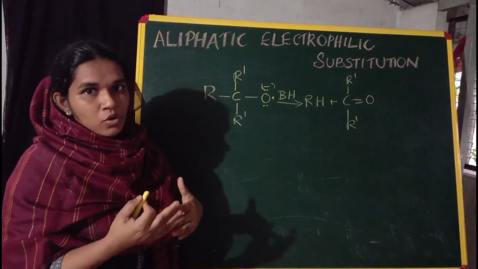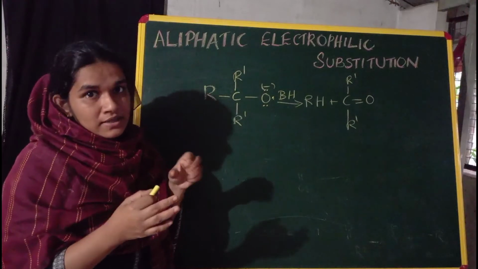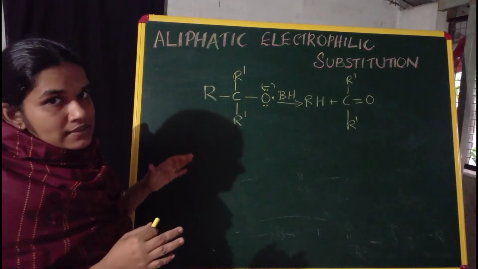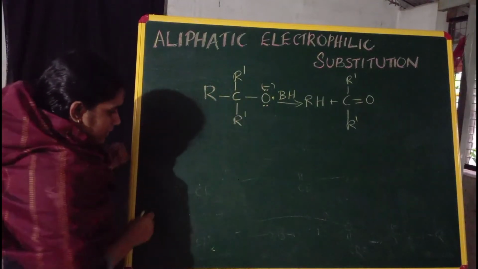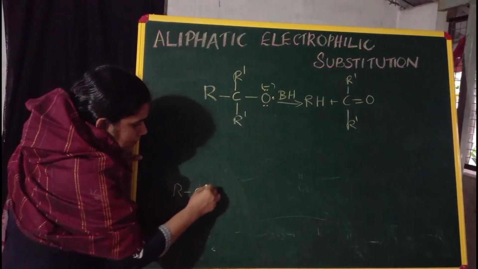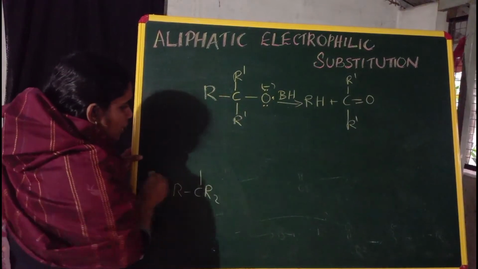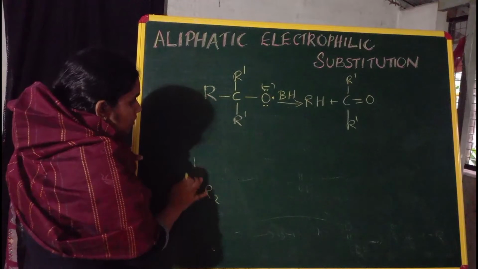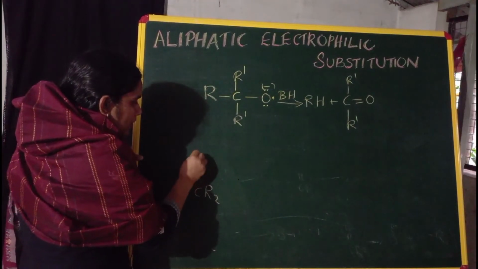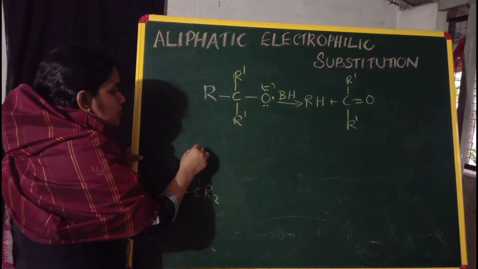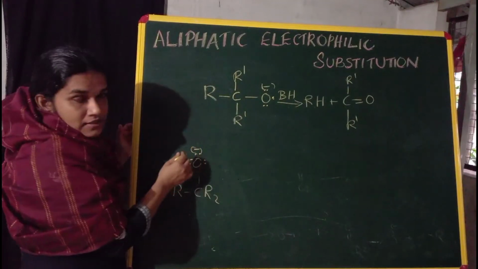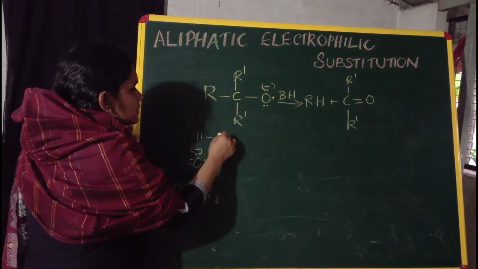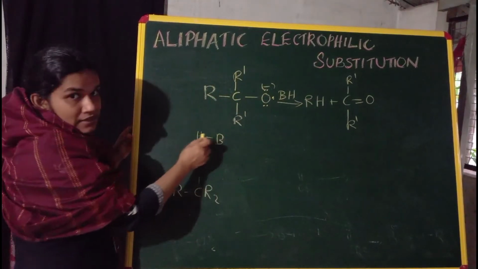Here this is not a protic solvent. It has a hydrogen, but it can interact with this negative charge, that is R, C, R2. Then this hydrogen from the solvent can interact with the alkoxide O minus. This is O minus, and this O minus can interact with the hydrogen of the solvent. The solvent can be represented like this.